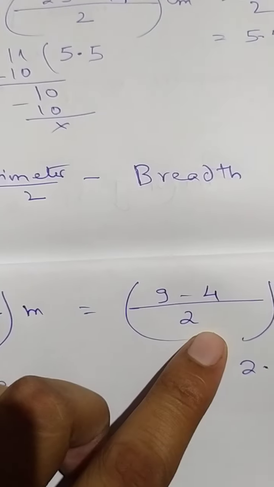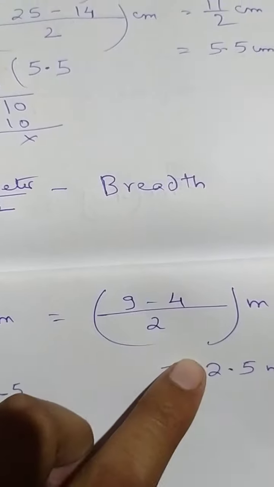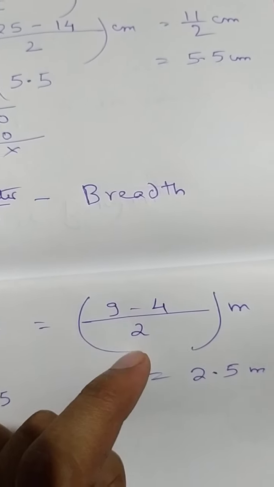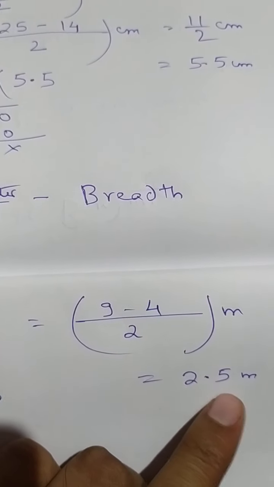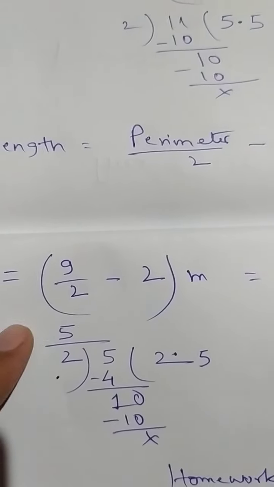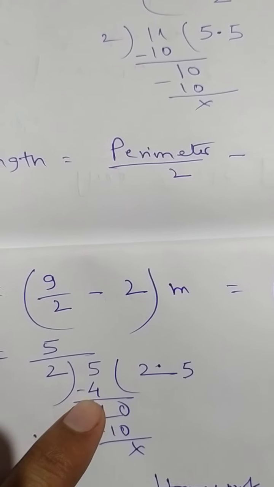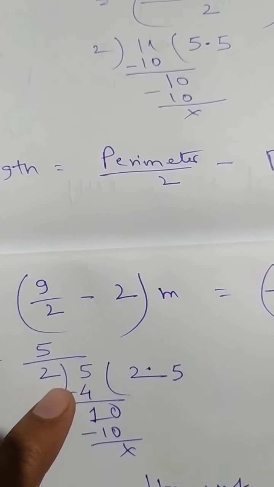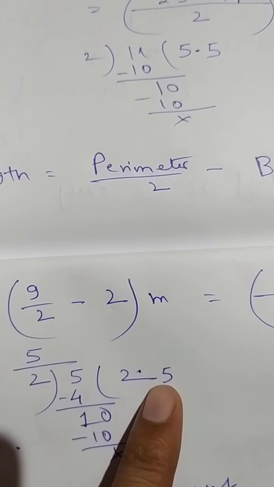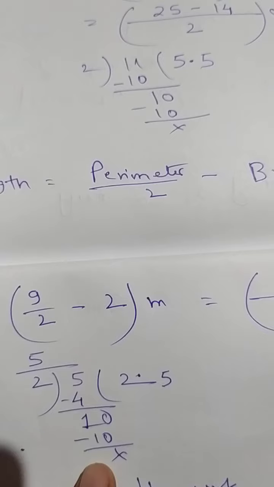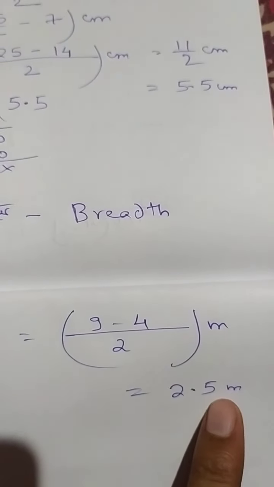So LCM will be 2 and it will be 9 minus 4 by 2 meter. 9 minus 4 means 5 by 2 meter. 5 by 2 meter means 2.5 meter. So how is it coming here? 5 by 2. If you divide, first 2 2s are 4, after subtraction 1, then you have to put a point and here 1 0. Now 5 2s are 10. So it is coming 2.5 meter.